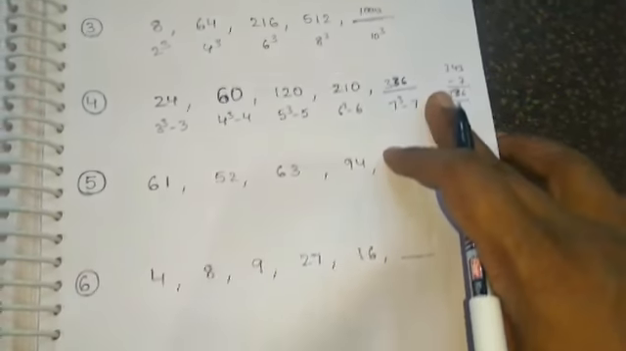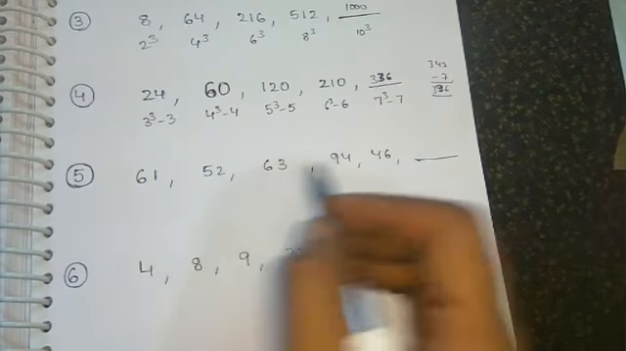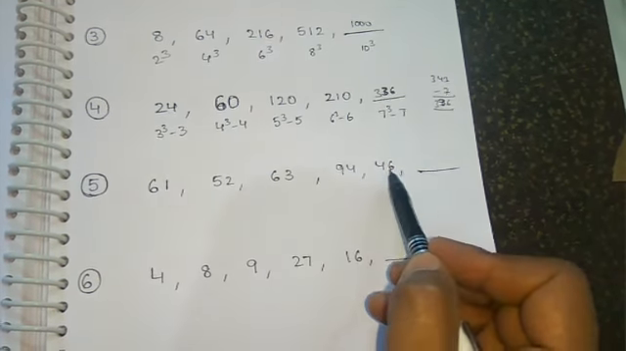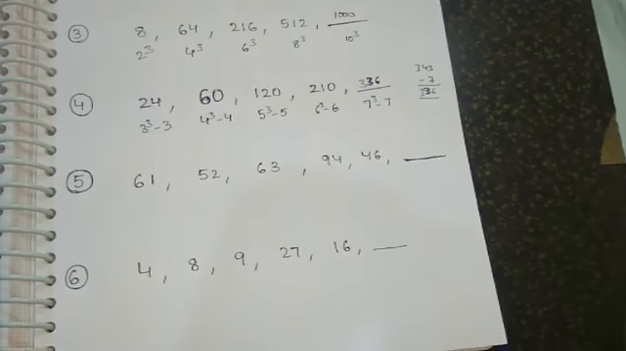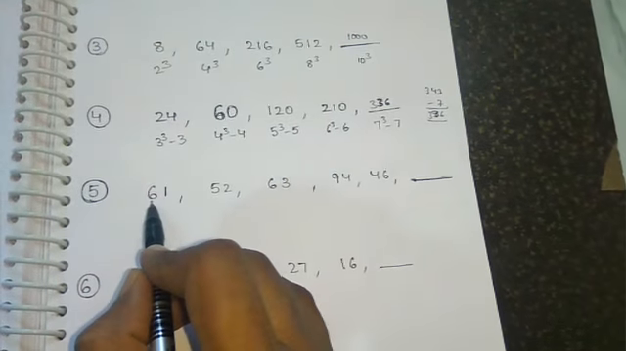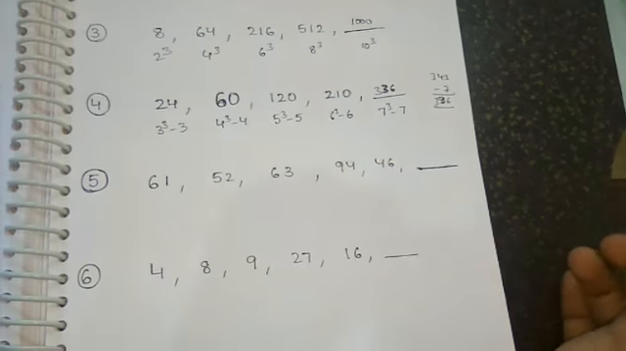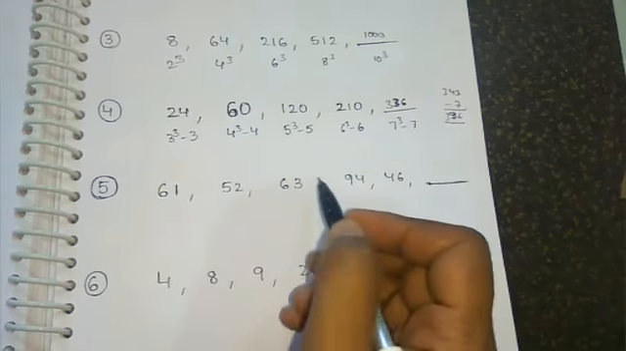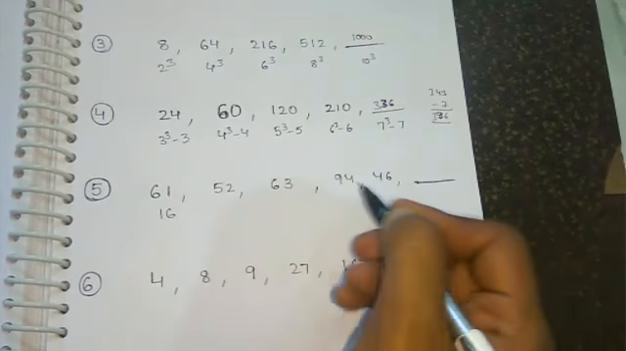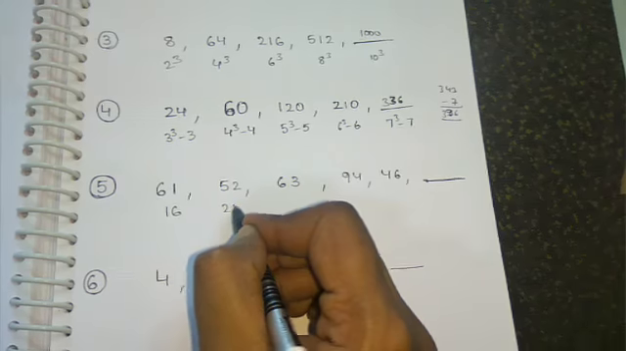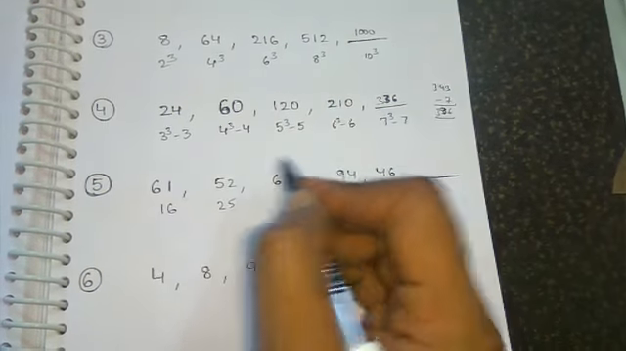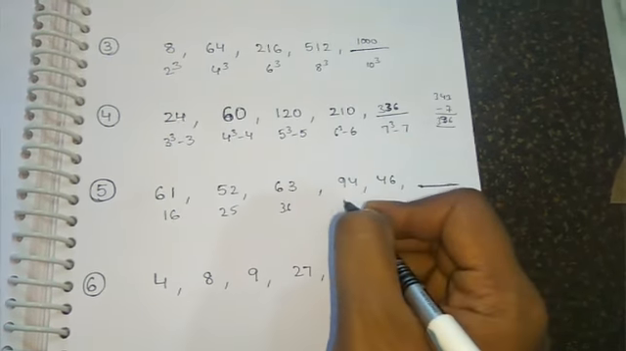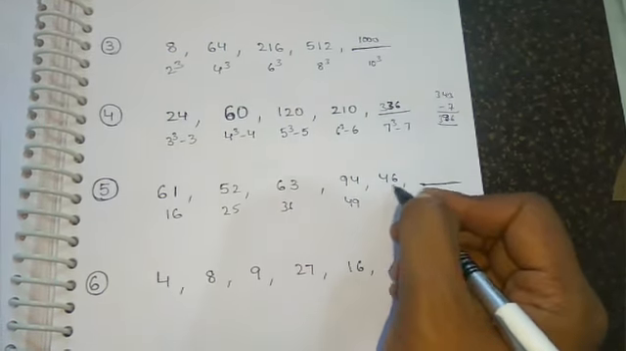Okay, so the next one. This is a very interesting question actually. 61, 52, 63, 94, 46, and what will be the next? By seeing this we can't find anything actually, but if you look very clearly, if you invert the digits, 61 becomes 16, 52 becomes 25, 63 becomes 36, 94 becomes 49, 46 becomes 64.